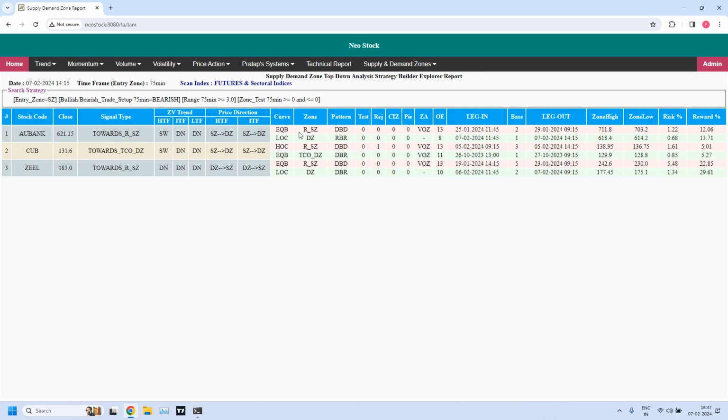Moreover, it is a high liquidity zone, a fresh zone. And Z is also moving towards the supply zone. This is also a high liquidity zone, fresh zone. But remember, all these 3 zones are high liquidity zones. Even CUB also has high liquidity.